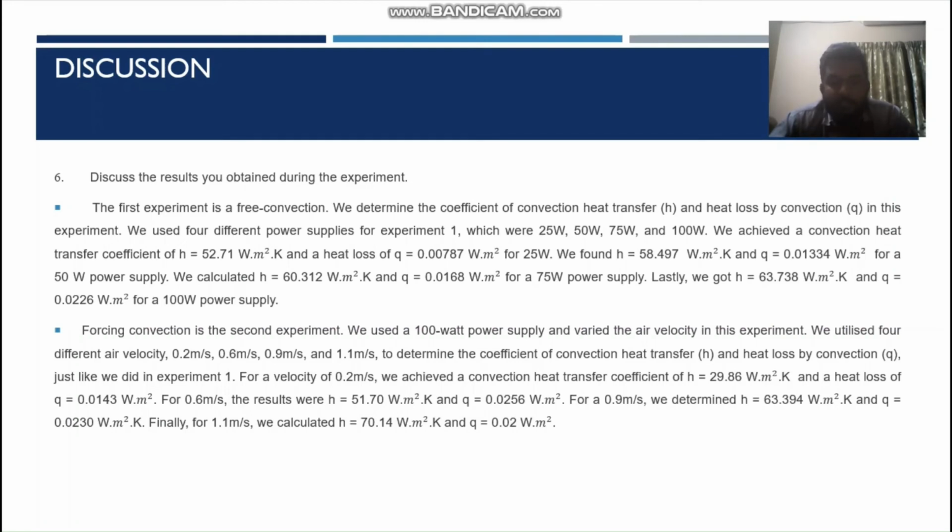For a velocity of 0.2 meter per second, we achieved the convection heat transfer coefficient of H equals 29.86 and heat loss of Q, which is 0.0143. For 0.6 meter per second, the results were H equals 51.77 and Q equals 0.0256. On the other hand, for 0.9 meter per second, we determined H equal to 63.394 and Q equals 0.0230. Finally, for 1.1 meter per second, we calculated H equals 70.14 and Q equals 0.02.